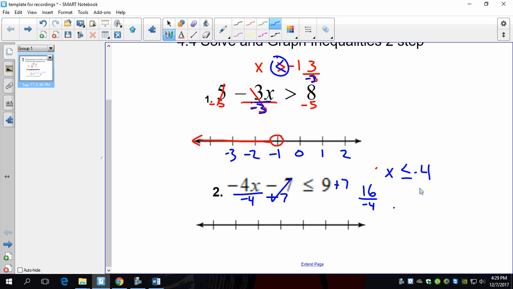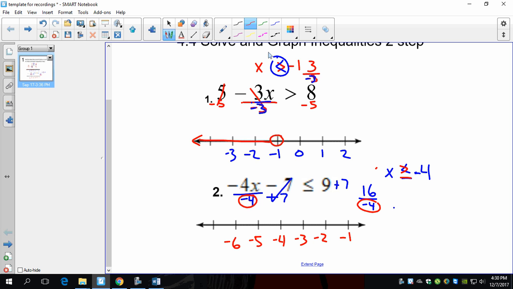negative 4. Now, same thing as we did on number 1, because we divided by a negative, we divided by negative 4, we got to flip our sign. So we're going to flip our sign to greater than or equal to. So it's going to be x is greater than or equal to negative 4. So this would be negative 4, negative 3, negative 2, negative 1, negative 5, negative 6, and so on. And it's x is greater than or equal to negative 4.